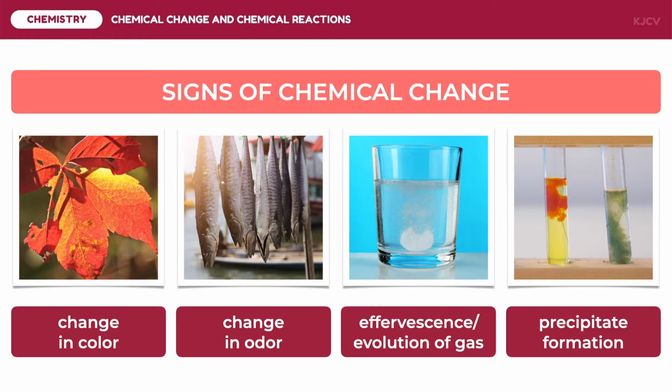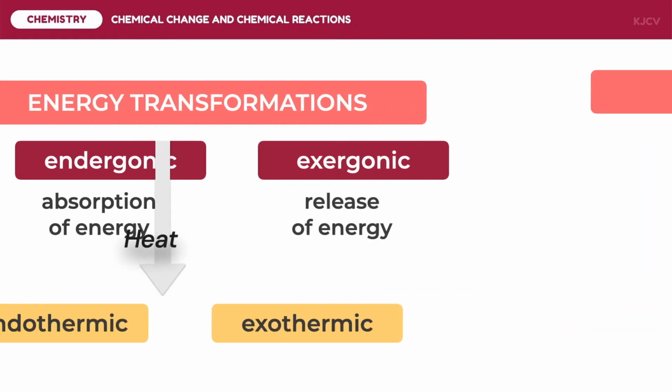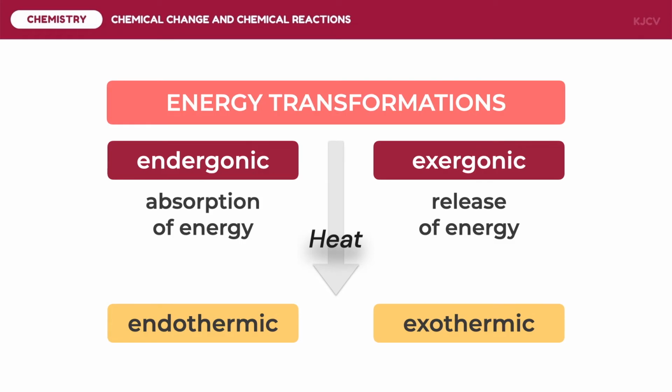Another important thing to consider in chemical changes is that there is a transformation of energy as the reaction proceeds. Energy in chemical change may be classified as endergonic, or the absorption of energy, or exergonic, or the release of energy. These 2 terms are general terms for the transformed energy since there are many types of energy. But if we are dealing with energy in the form of heat, we call endergonic reactions endothermic, and exergonic reactions exothermic.